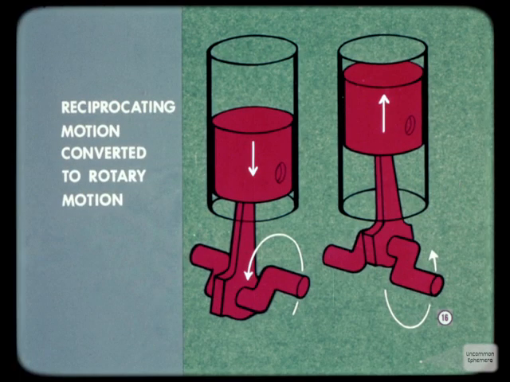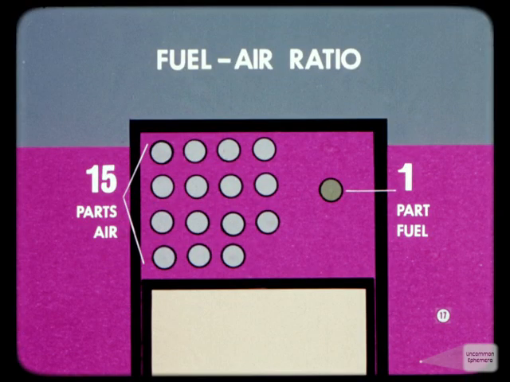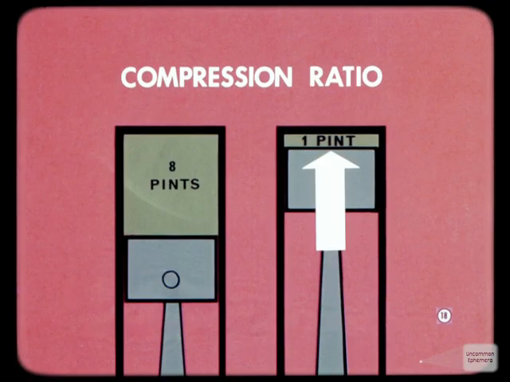Frame 16. Here you see how the reciprocating motion of the piston is converted into a useful rotary motion of the crankshaft. The stroke of the piston is the distance it travels in the cylinder. This distance is determined by the offset portion of the crankshaft. Frame 17. The modern gasoline engine works best when about 15 parts of air are mixed with 1 part of fuel.